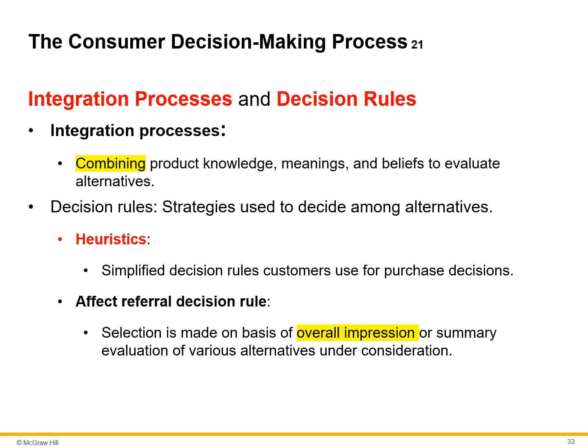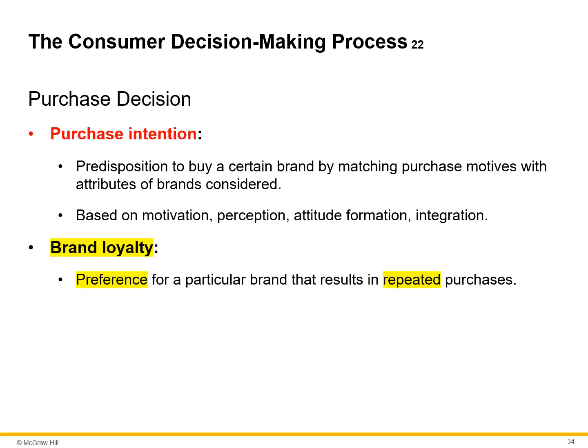There's also an affect referral decision rule. The selection is made on the basis of overall impression or summary evaluation of the various alternatives under consideration. That's the decision rules, heuristic and affect referral decision. And then the next stage, purchase decision.